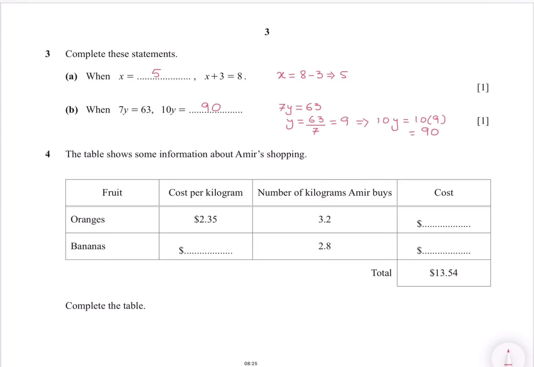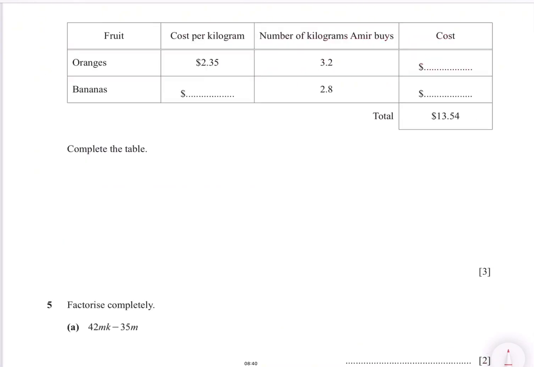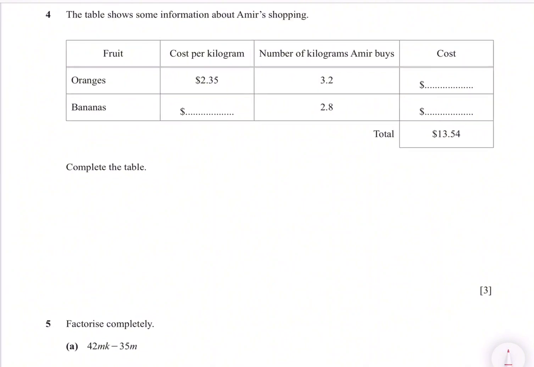Question number 4. The table is given: cost per kilogram, number of kilograms Armor buys, and the cost. So for oranges, the cost per kilogram is given as 2.35 and the number of kilograms is 3.2. So what is the cost? This is simple. You just multiply 2.35 by 3.2. So you get the cost 7.52.